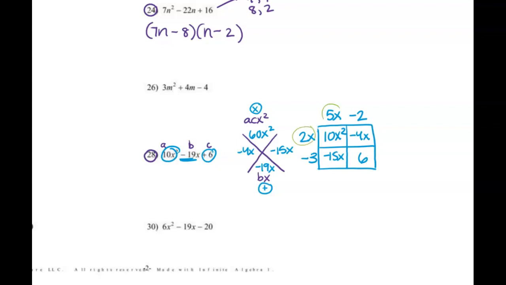So 2x times 5x is 10x squared, good. 2x times negative 2 is negative 4x. Negative 3 times 5x, negative 15x. Negative 3 times negative 2 is 6. So we're good. So then our factored form is 5x minus 2 times 2x minus 3.